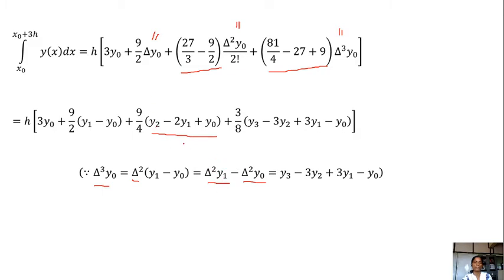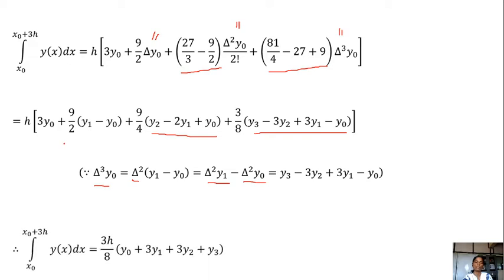It is y3 minus 3y2 plus y1. So collect all these brackets in the next step, and simply you will get y3 minus 3y2 plus 3y1 minus y0. So in the next step, collect the coefficients of y0, y1, y2 and y3 together.